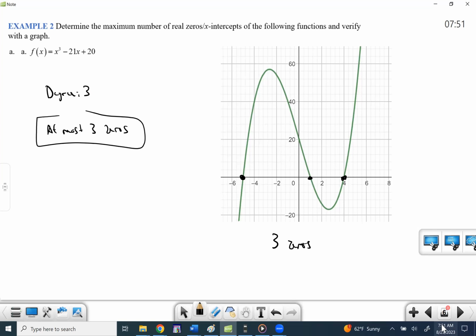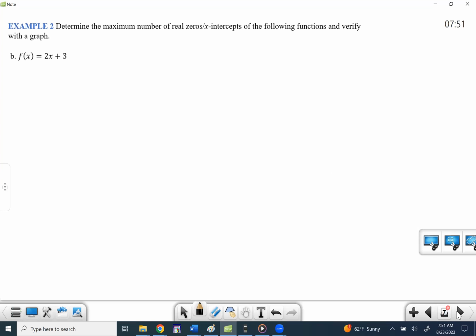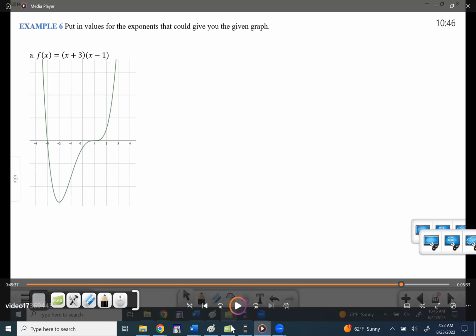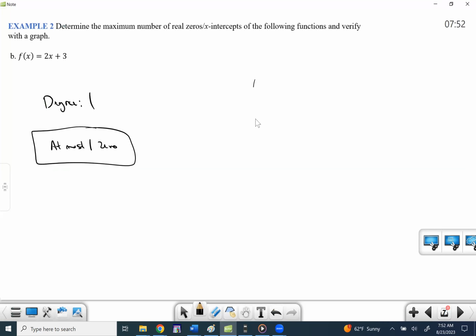Okay, let's look at the next one. This one is a degree 1 polynomial, a line. So our claim is it's going to match. So at most 1 zero is our answer. And we could probably graph this one on our own. We don't even need to, but let's do it. Let's graph it on our own just because we're pretty good at this.